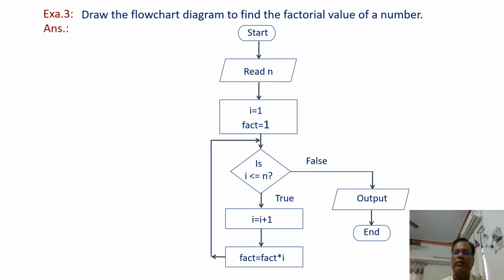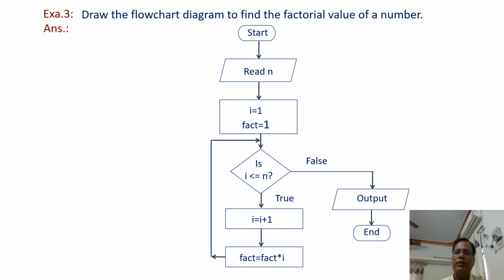Now let us take another example. In this example, we have to draw the flowchart diagram to find the factorial of a number. So how to find the factorial of a number? For that, we have to think about it, and that thinking is represented in pictorial form. So we start from the oval symbol, used as the start point.